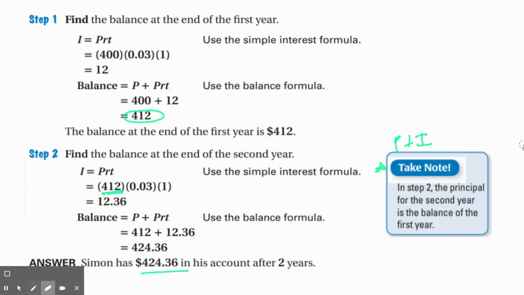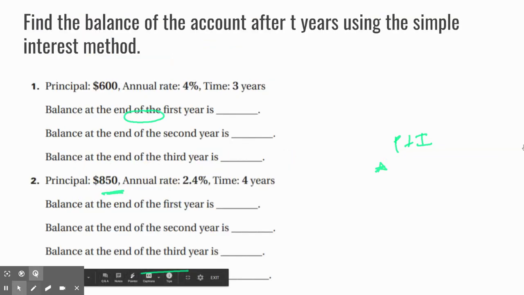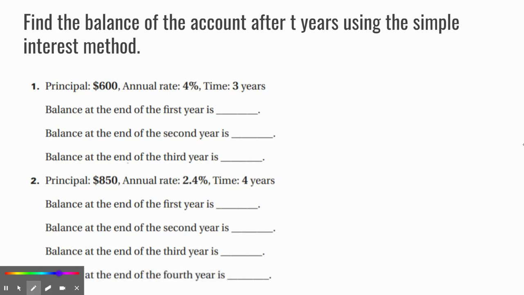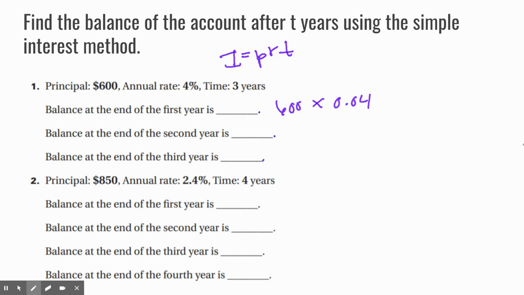Let's try some using the simple interest, and then we will move on to using the formula. All right, so let's use the simple interest for a second. For something like this, if I wanted to use the simple interest method, remember that formula is interest is equal to principal times rate times time. Okay, the balance of each year I need to know because I'm going to accumulate interest off of that balance. So for the first one, you would do 600 times 0.04, and you would get 24. So that means that balance is going to be 624.